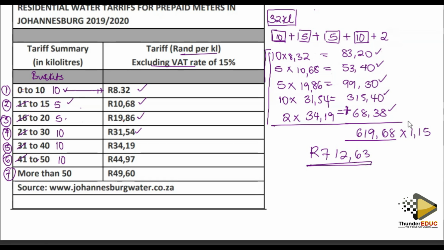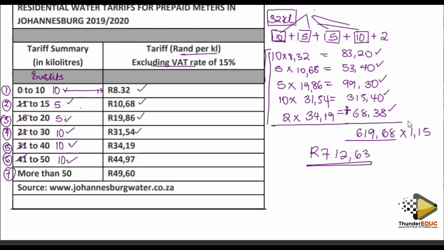Remember, we said these are buckets. They take water. Bucket number 1, it needs 10. It cannot exceed 10. Bucket number 2, it needs 5. It cannot exceed 5. Bucket number 3, it needs 5 also. It cannot exceed 5. Bucket number 4, it needs 10. It can't exceed 10. 5 needs 10. It can't exceed 10.